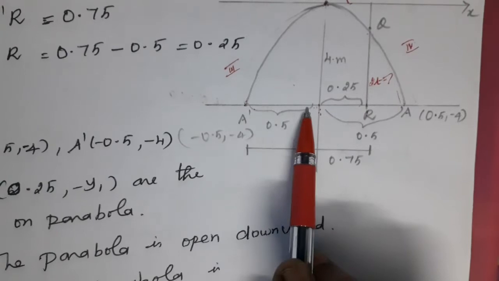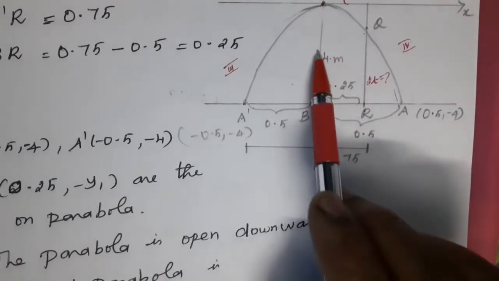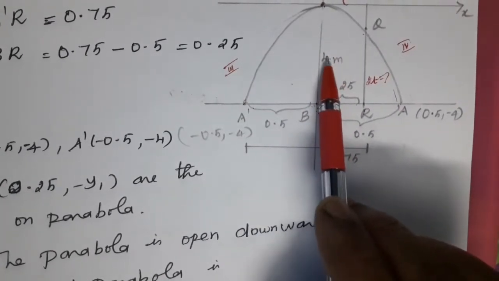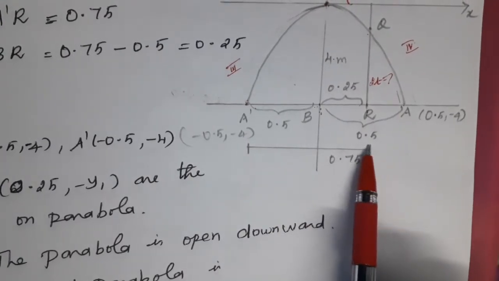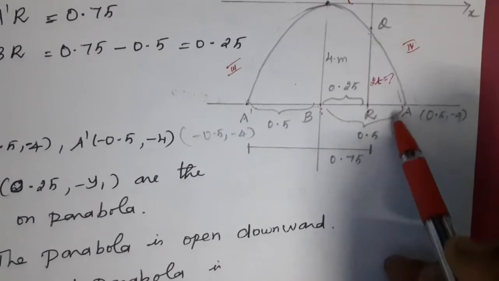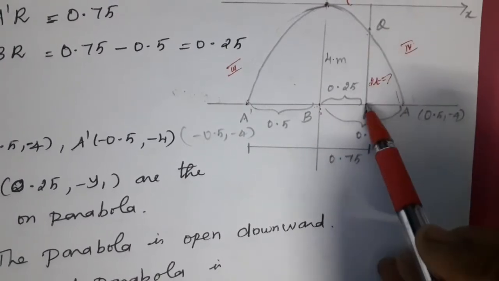If the horizontal distance is 0.5, what is the height of the waterfall? The waterfall maximum height is 4 meters, given. But we are going to find, if the horizontal distance is 0.75, what is the height of the waterfall? That is, we are going to find the RQ distance.